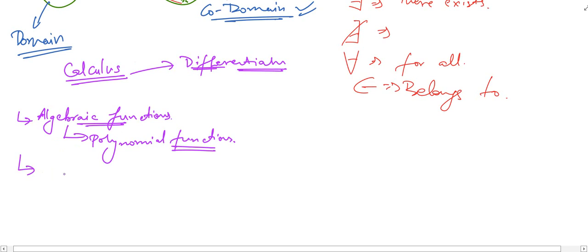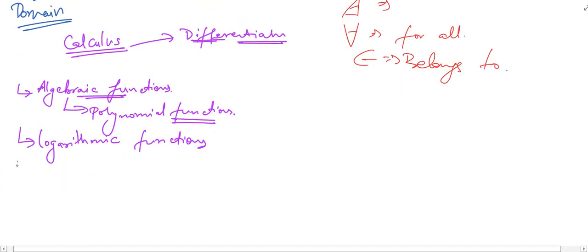And there exist transcendental functions, like logarithm, and there are logarithmic functions which have logarithmic expressions, right? And exponential functions, which are often regarded as transcendental functions. And the main important point I'm writing is piecewise functions, which are defined piecewise, right?